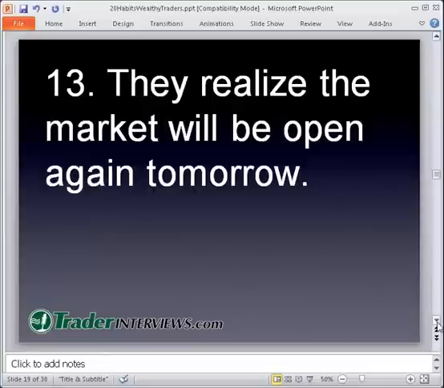So understand that the market will be open again tomorrow. Wealthy traders understand that. They don't beat themselves up when they miss a trade. They'll take flat over losing any time of day.